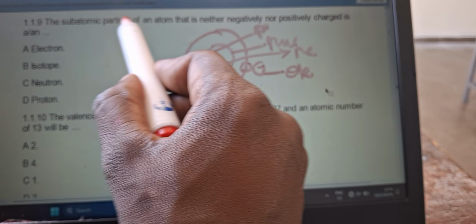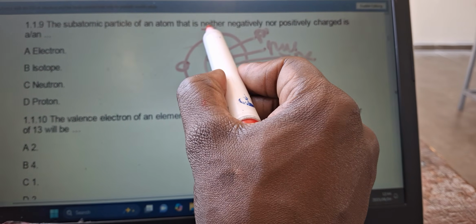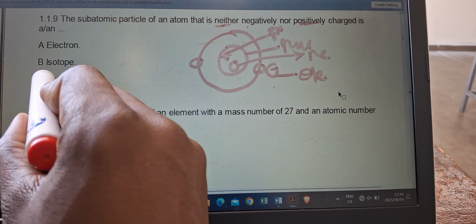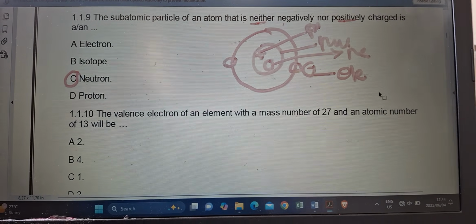Then the question is talking about what? A subatomic particle that is neither negative nor positive. This simply means that it is uncharged, and therefore this one is our neutron.